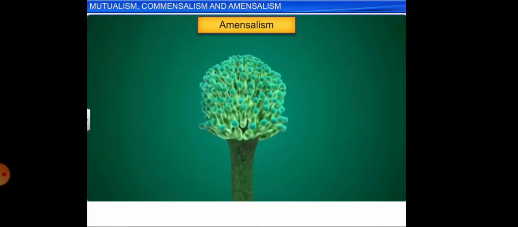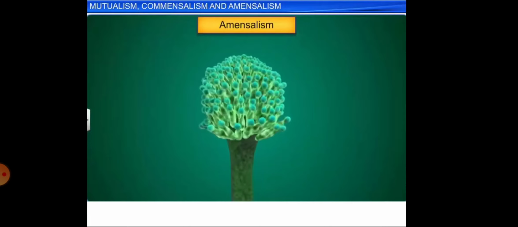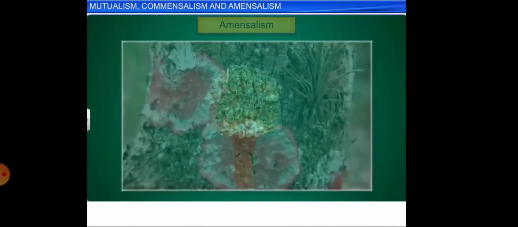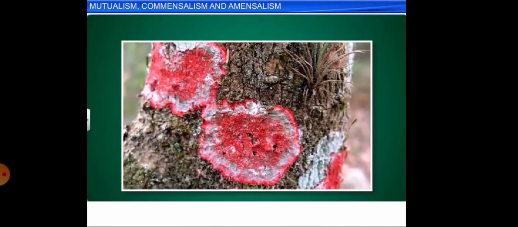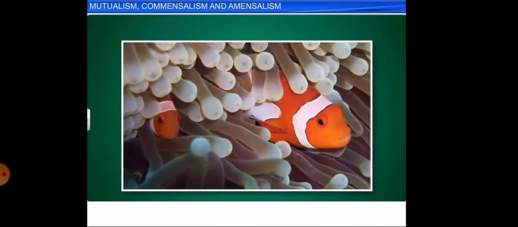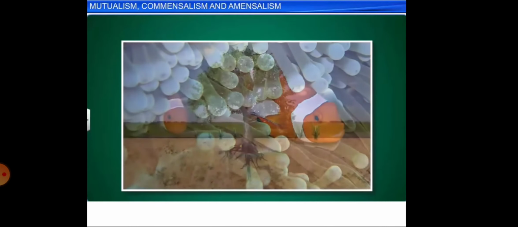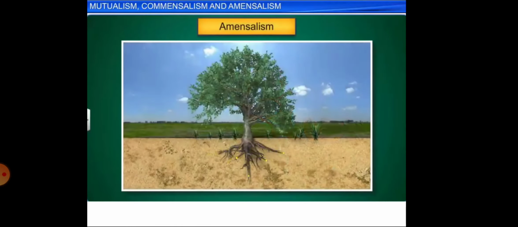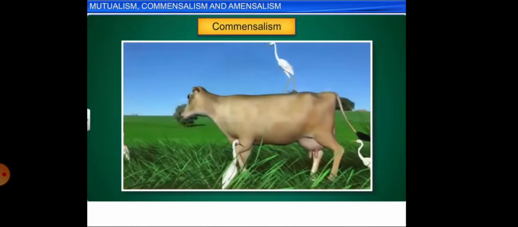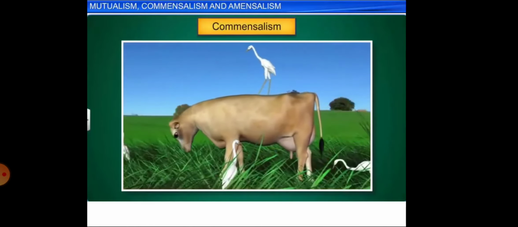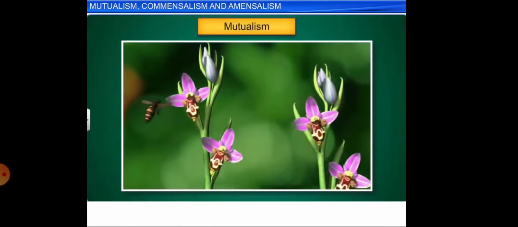In this manner, various species exhibit interspecific interactions like amensalism, commensalism, and mutualism that aid in their overall survival and reproduction.